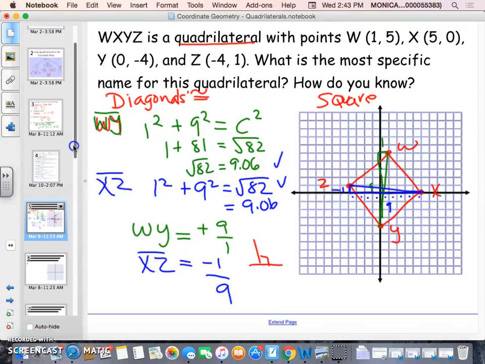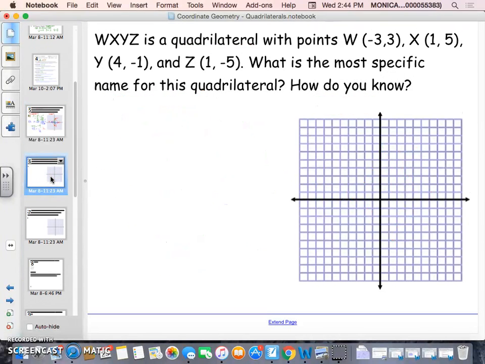Any questions? Please raise your hand and feel free to ask. Let's look at a second one, and again, I'm going to do it the same way as I did the first one. So the first thing I'm going to do is graph my points. And it's important to label them as well, because you have to answer questions about these points.